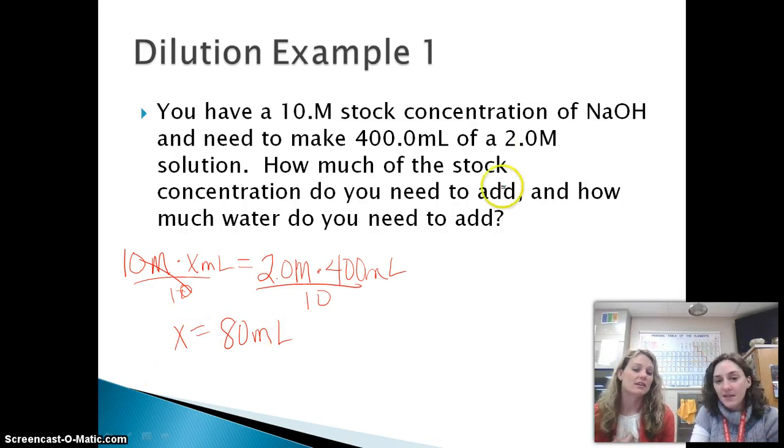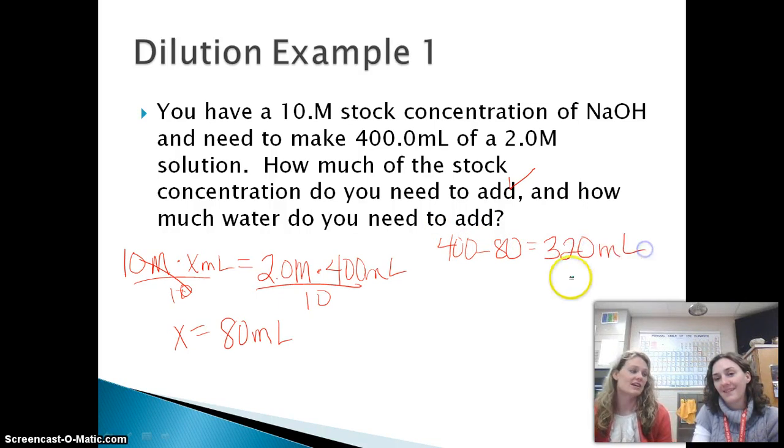All right, so we need 80 milliliters of our stock NaOH. Okay, so that's this first part. We already know that. But we want to make a total solution of 400 milliliters. That only gives us 80. Right. So we're going to have to subtract and figure out how much water we've got to add to that. So 400 minus 80, and we're left with, you are a genius. I didn't even have to say it. You were already there. And this is water. Over here, this is milliliters of sodium hydroxide.